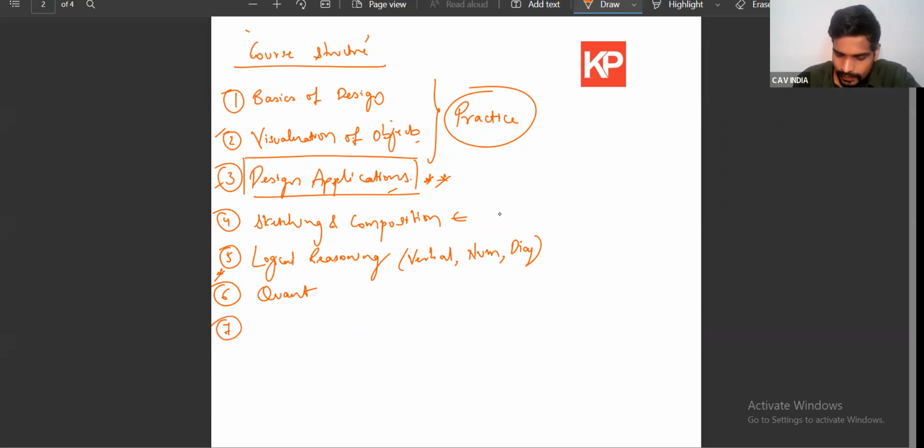Module number 7 is verbal ability. Verbal ability is a part of the official syllabus of UCEED. It is asked in NID. It is also a major part of the NIFT prelims examination. So it is important for all three exams. That is module number 7.